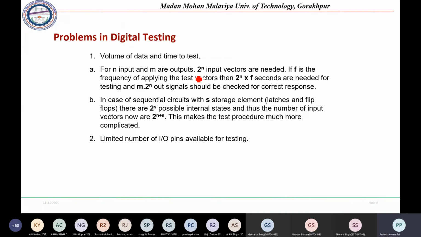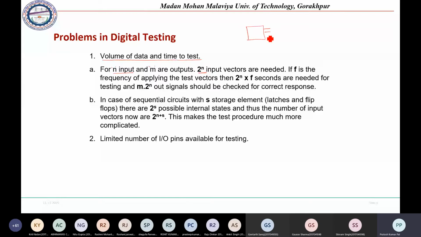So what is the problem in testing? There are two basic problems: the volume of data and the time to test. While testing a chip, there may be these two types of problems. Suppose any chip is there that has n inputs and m outputs. That means there will be 2 to the power n input vectors needed for testing that particular chip. So here a chip is there that has inputs.